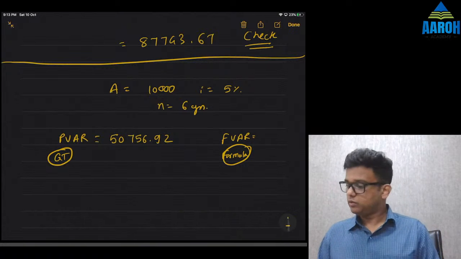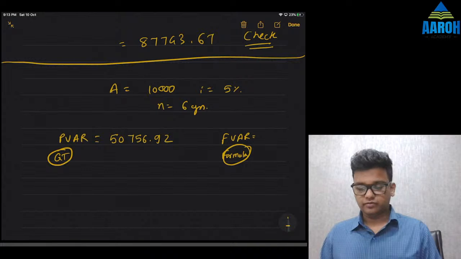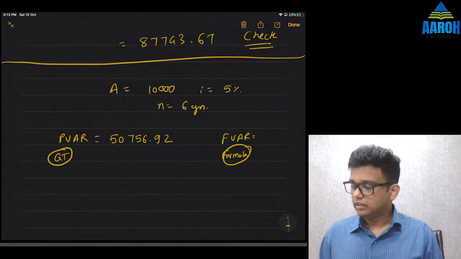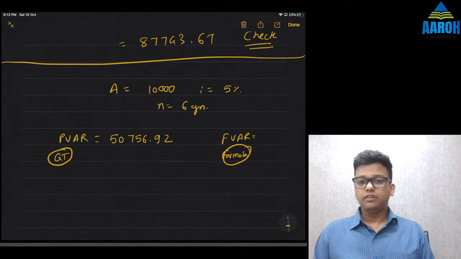FVAR anyone? 1.05 raised to 6 minus 1 divided by 0.05 into 10,000.